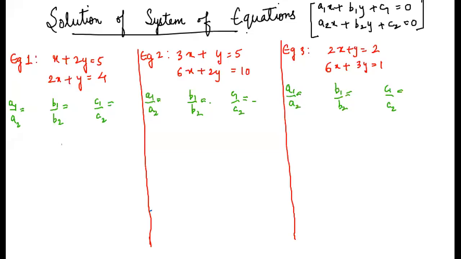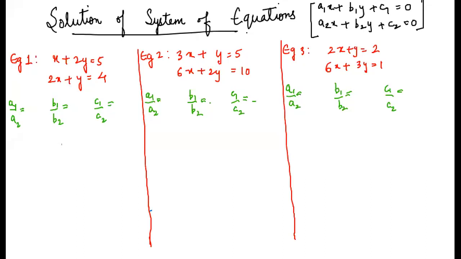Solution of system of equations. General form of equation is a1x plus b1y plus c1 equal to 0, a2x plus b2y plus c2 equal to 0. So here we'll find the ratios between a1, a2, b1, b2 and c1, c2 in each. The a is nothing but the coefficient of x, b is the coefficient of y, c is the constant.